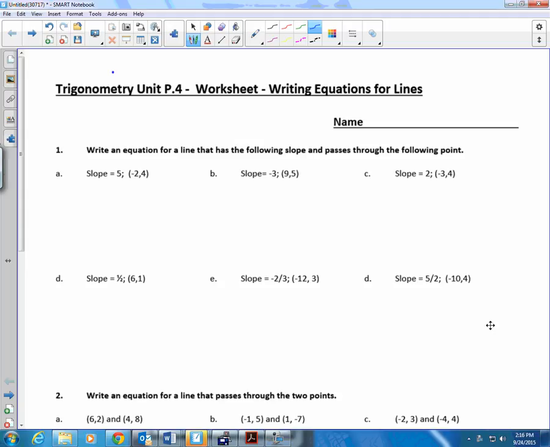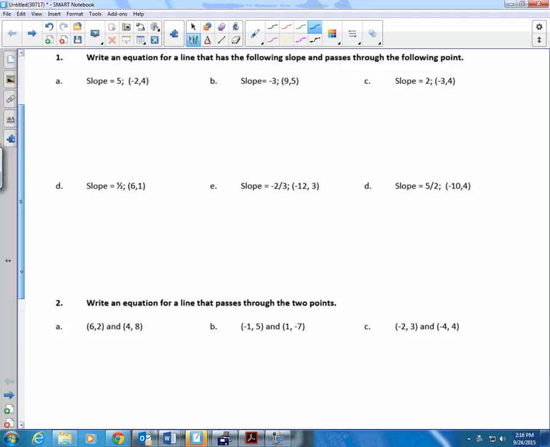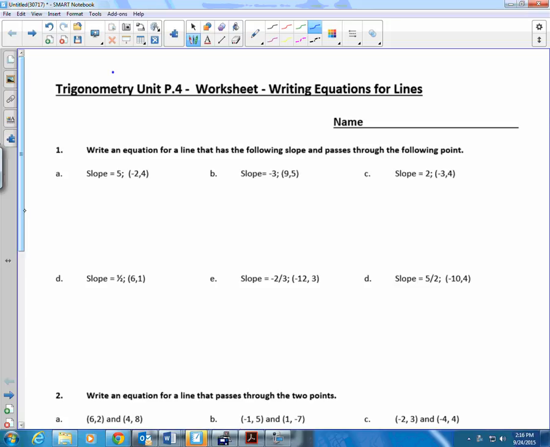I'm just going to do some of the problems for you, okay? Here's our worksheet. You see there's 24 problems. I'm going to do 8 for you, okay? So here's what you need to write up top. Two formulas. Number one, equation for a line. Y minus y1 equals m times x minus x1.